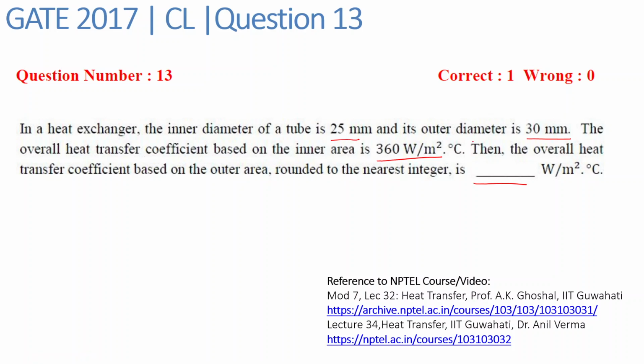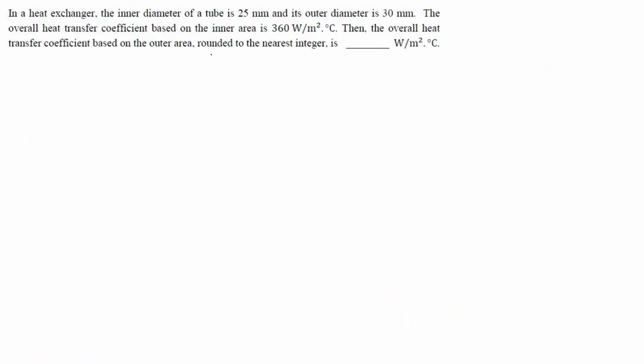So in this question we have been given a heat exchanger and the corresponding dimensions of the tube as well as the outer tube, and we have been given this overall heat transfer coefficient based on the inner area, and we have been asked to find the overall heat transfer coefficient based on the outer area. So let's just draw a schematic of that heat exchanger.